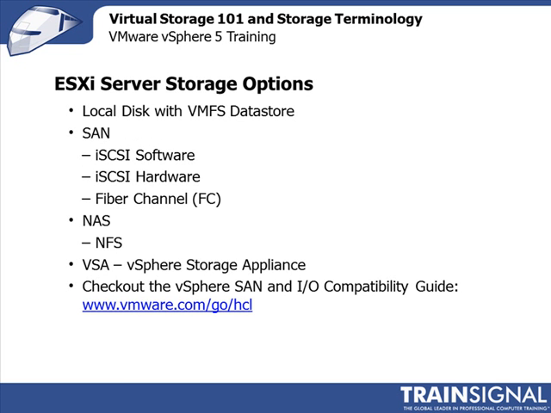ESXi server storage options. What are the different options that you can have with ESXi? You can have obviously local disk with VMFS. You can have SAN in the form of iSCSI software. You can have the iSCSI hardware. You can have the fiber channel. You can have NAS in the form of NFS. And with vSphere 5, you now have the vSphere storage appliance as well. As with everything else, before you buy any type of storage for vSphere, I strongly recommend you consult with the compatibility guide, and I've given you the address.